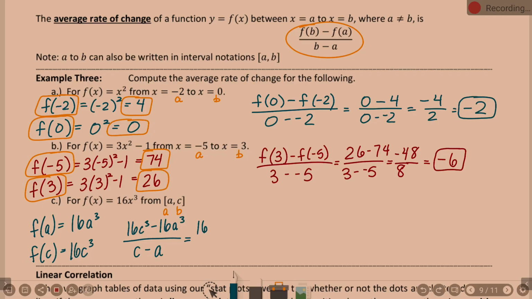Okay, GCF of 16 leaves me with c cubed minus a cubed all over c minus a.